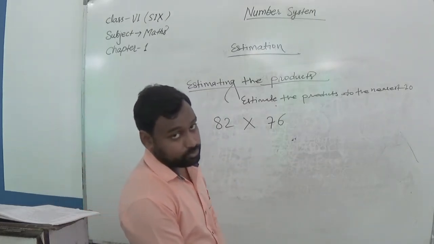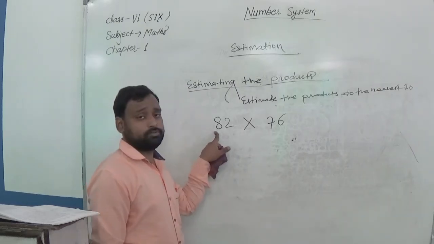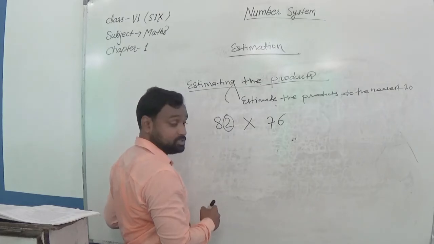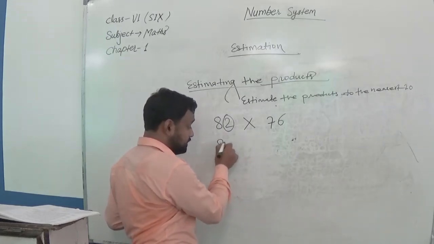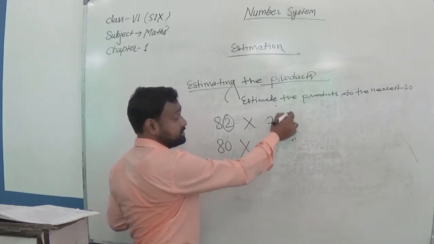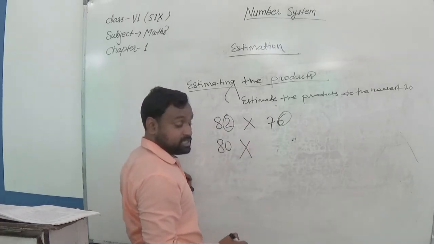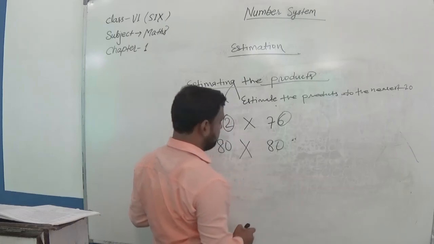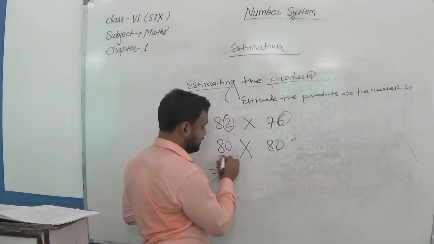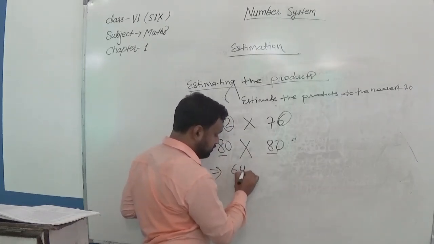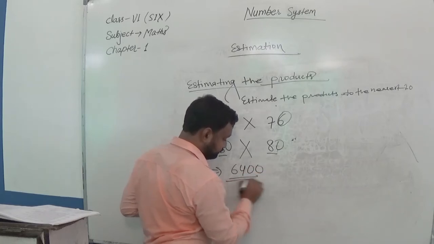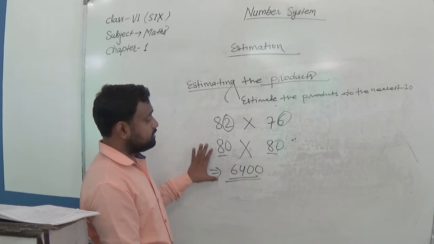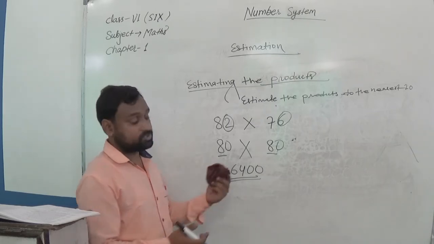What we will do is round off these numbers to the nearest 10. 82: 2 is less than 5, so it will become 80. 76: 6 is greater than 5, so 7 plus 1, 8, it will be 80. What will be the estimation? 8 multiply 8, 64, plus 2 zeros. In this way you can estimate to the nearest 10.